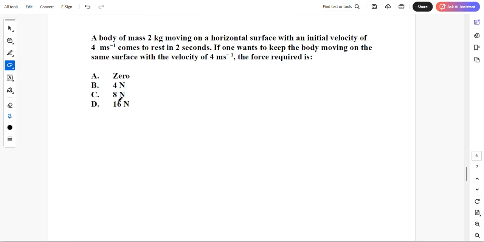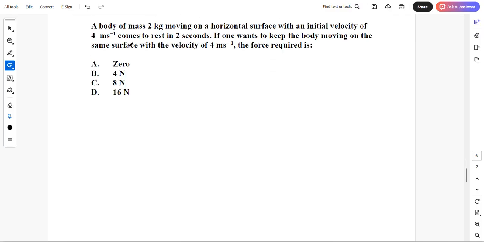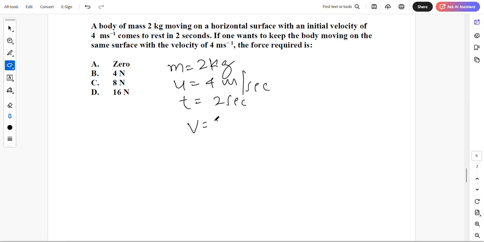We'll go to the next problem. It is saying a body of mass 2 kg moving on a horizontal surface with an initial velocity. Mass is 2 kg. Initial velocity is how much? 4 meters per second. Okay. Comes to rest in 2 seconds. Okay. Comes to rest means what? V is equal to 0. Therefore, how much is the retardation?